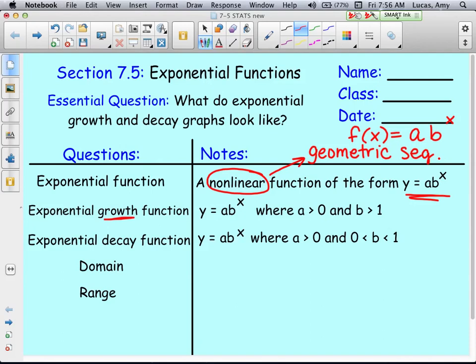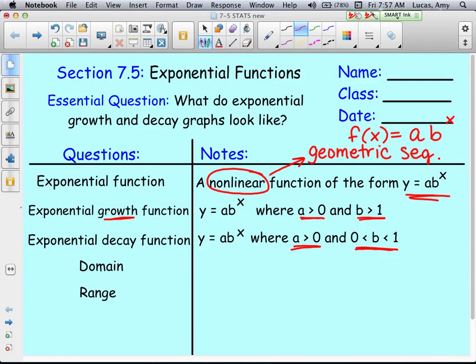Growth functions occur where a is greater than 0 and b is greater than 1. Decay functions occur where a is greater than 0 and b is between 0 and 1. So that would make b a fraction, like 1/2 or 1/3 or 2/5. So it's a fractional value, where growth is when b is greater than 1, so anything higher than 1, even if it's 1.5 or 1.1.